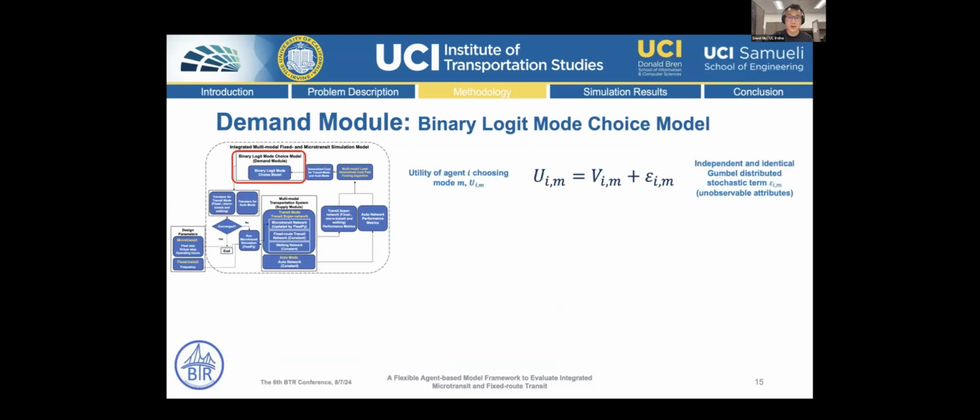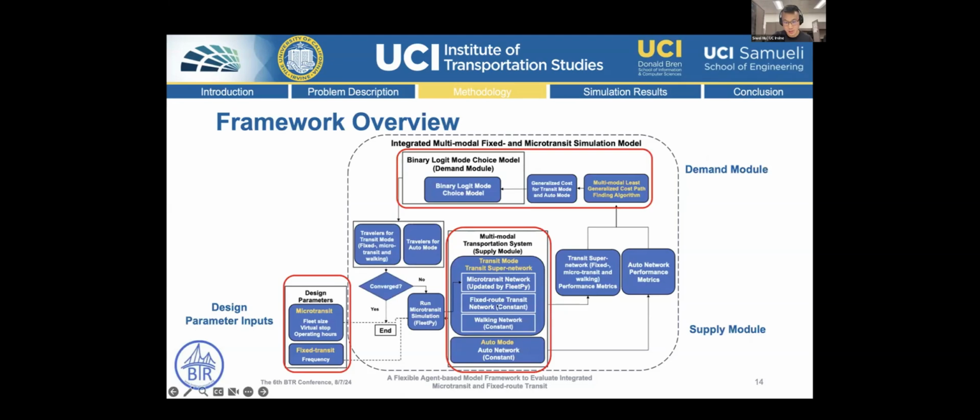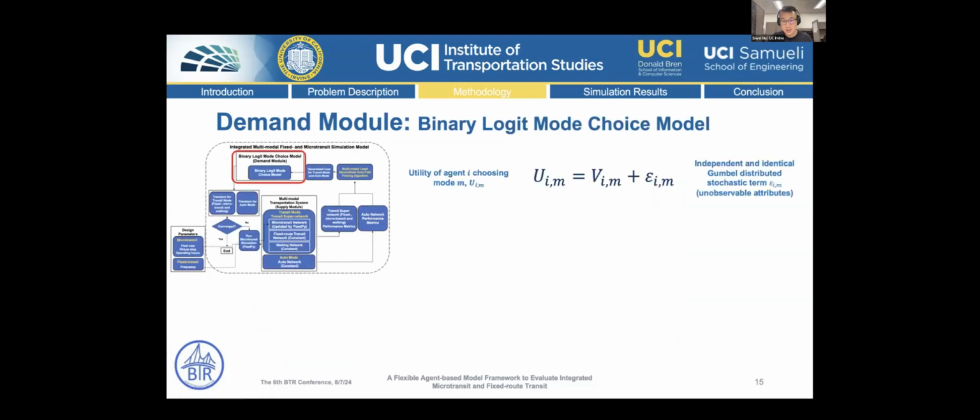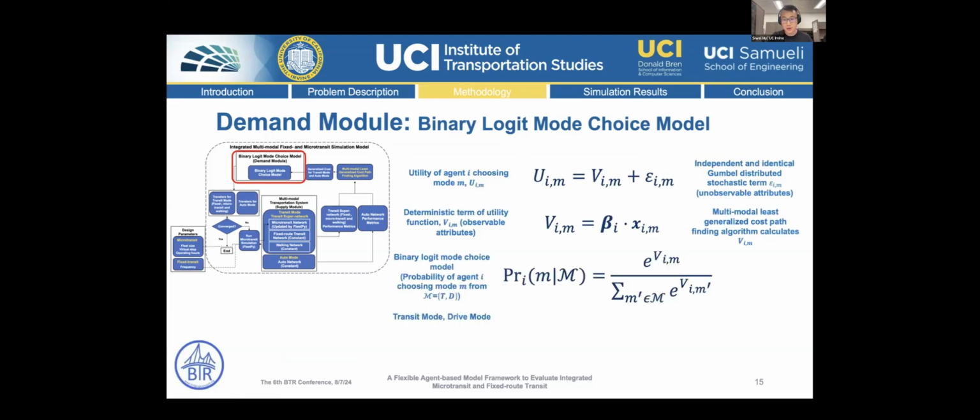So for the mode choice, we use a binary logit mode choice model to model people's mode choice between the transit mode and the auto mode. So we group the microtransit, fixed route transit, and walking layer into a composite transit mode. And then this is the binary logit choice model. By assuming the error term follows an IID Gumbel distribution, we could have the mode choice probability looks like this. And we just have two modes, composite transit mode and driving mode, in this model.